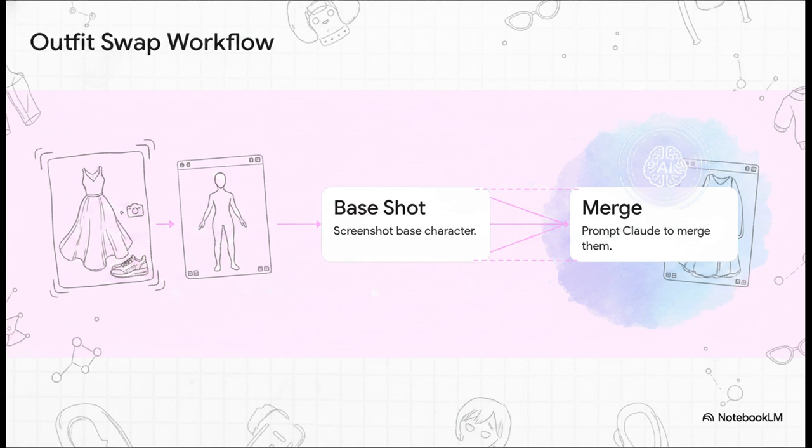And notice I said screenshots. We use screenshots here instead of massive, full-res image files because it is drastically faster for the AI to process. You save a ton of time, and honestly, you don't sacrifice any reference quality. Oh, and one golden rule, always, always make sure the outfit image goes first in your prompt.